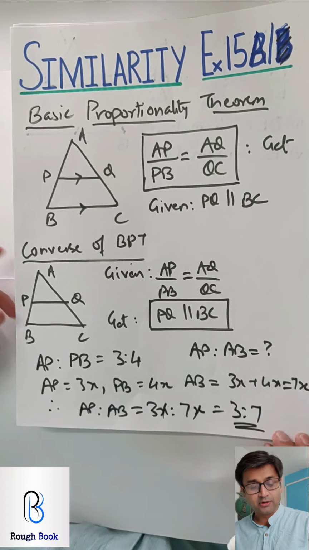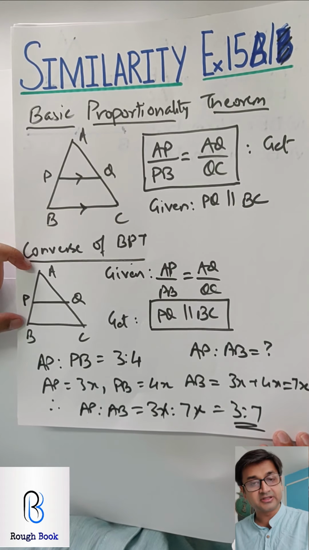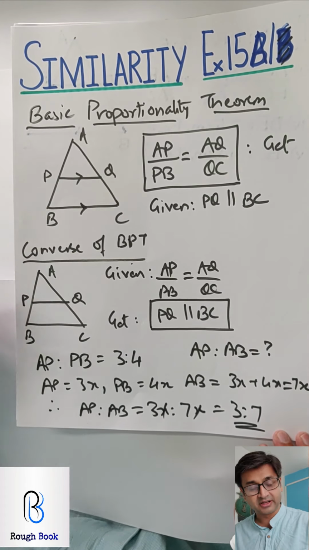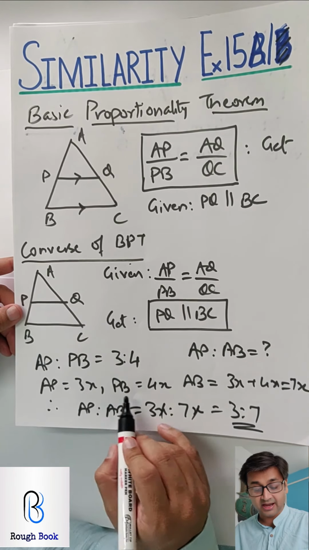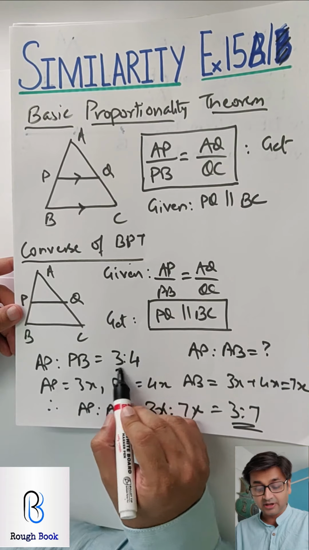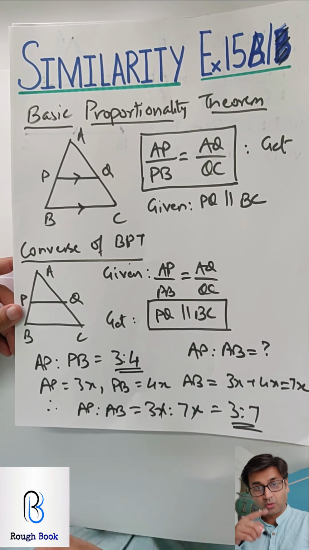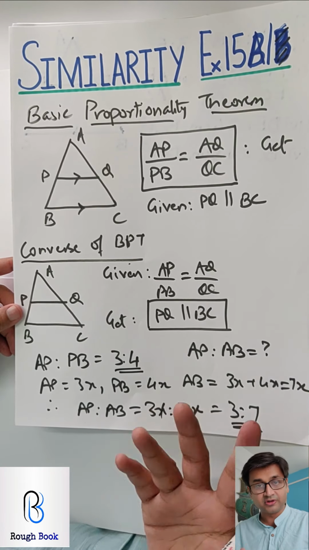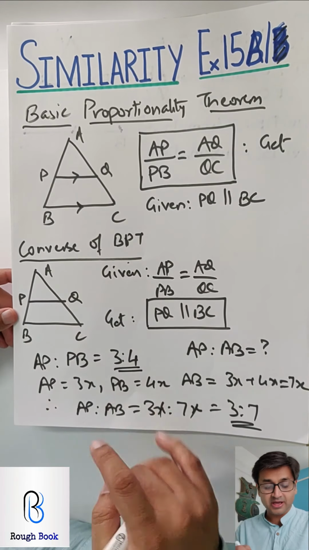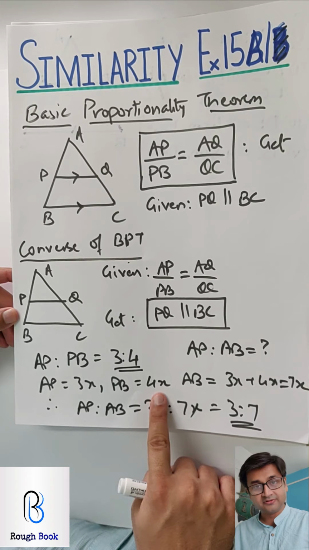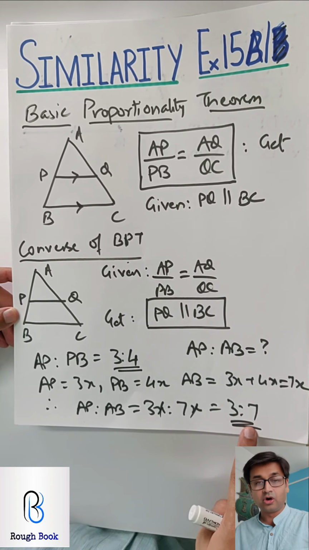You can do this mentally also. If this is 3x, this is 4x, how much is AB? 3 plus 4, 7x. But you need to use x. You can't directly say that AP is 3 and PB is 4, because this has been reduced and then got over here. So the original number is a multiple which we don't know. So you cannot directly assume AP as 3. Assume AP as 3x and PB as 4x, get 7x and then go about with this.